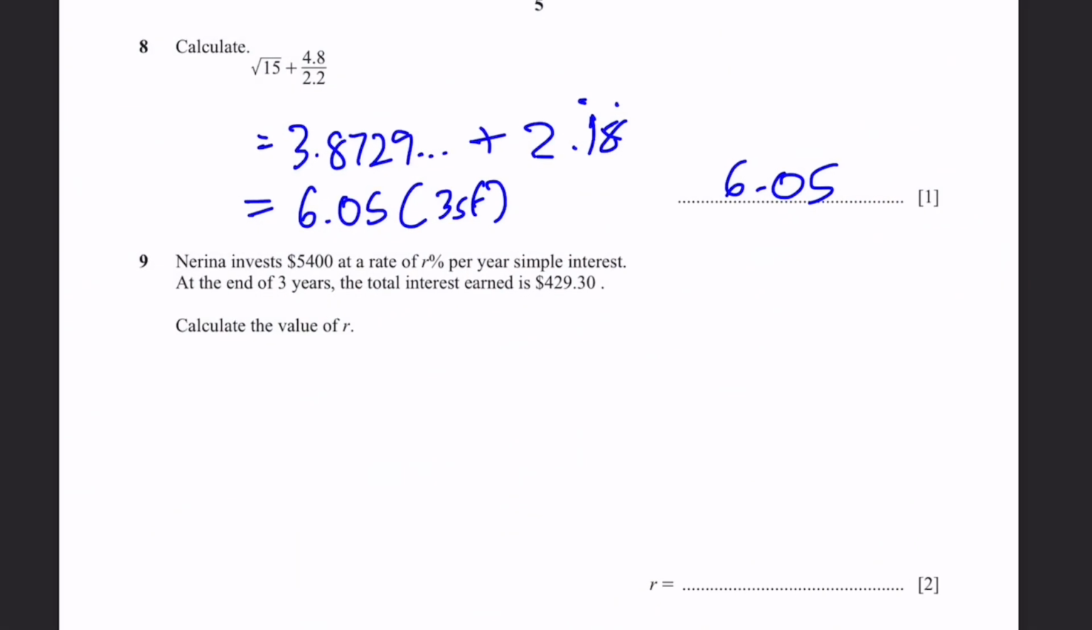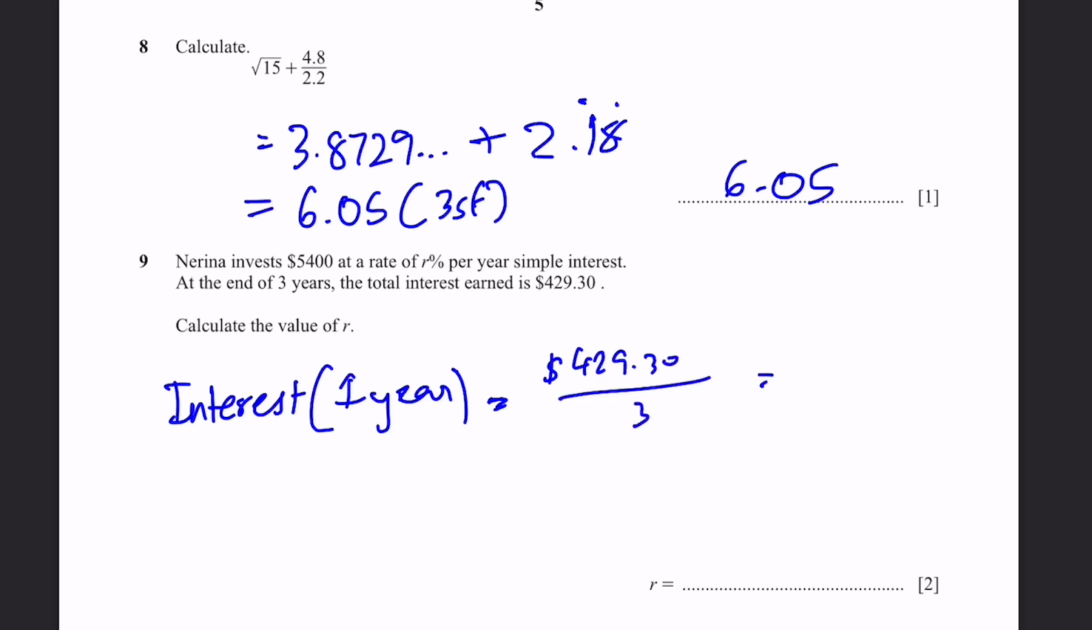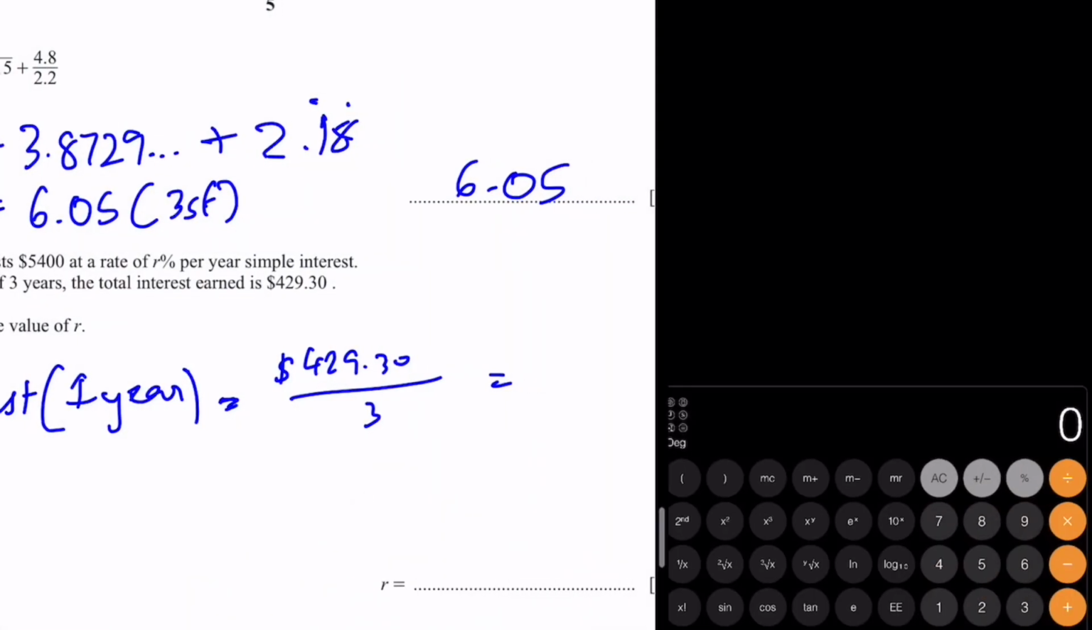Narina invests $5,400 at a rate of R% per year, simple interest. At the end of 3 years, the total interest earned is $429.30. Calculate the value of R. So this is the interest of 3 years. So the interest of 1 year will be this divided by 3 because simple interest. And let's get our calculator out now. 429.3 divided by 3, we get 143.10 in dollars.